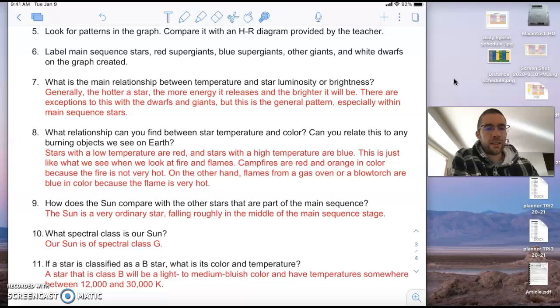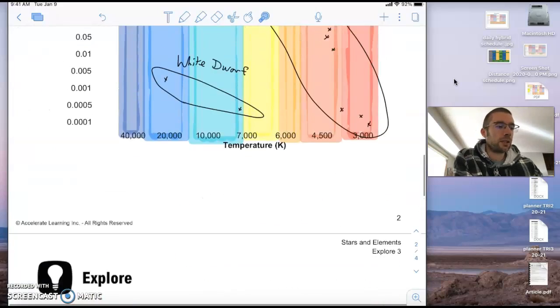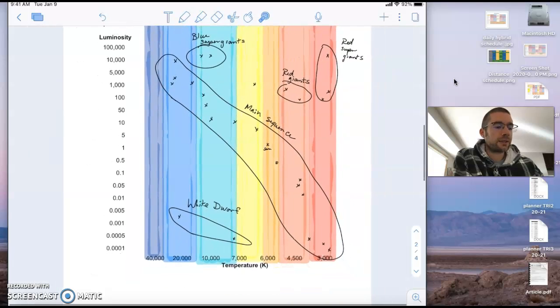Okay, and the answer here is usually, especially when we're taking a look at those main sequence stars, that pattern: the hotter the star, the more energy it's going to release, and the brighter it's going to be. If we take a look at our main sequence, we can see low temperature down here, also related to a low luminosity over here. Then as we move up this main sequence line, we can see in the upper left-hand corner of the HR diagram, we have very hot stars, 40,000 Kelvin or higher, and a high luminosity. That is the general pattern.